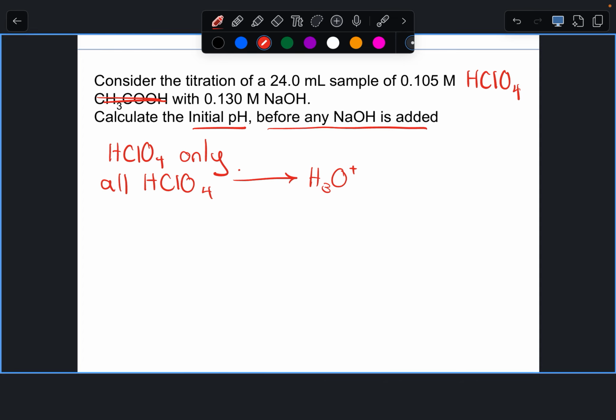Okay, so before you add any base, you're just talking about a strong acid. You don't have to do any dilution because it's already just its own solution. And all of that, because it's a strong acid, gets converted to H3O+. So all you have to do is take the negative log of 0.105, okay?